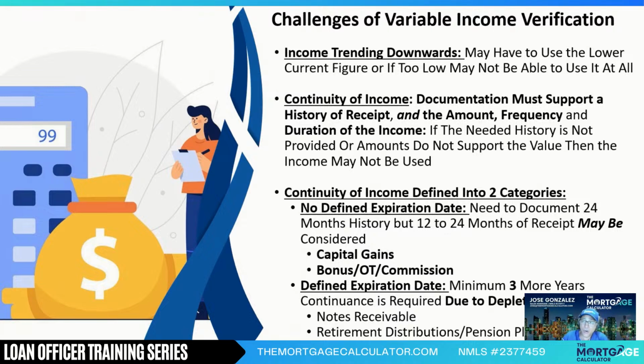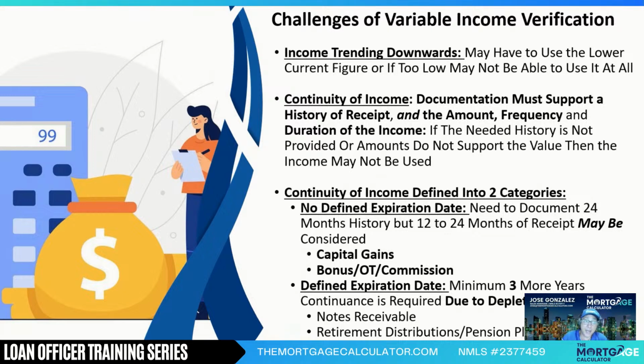And then the other category of variable income is those with a defined expiration date. Now, with no defined expiration date, you have to document the last 24 months that's already been paid. With a defined expiration date, not only do you have to document what's already been earned, but you have to be able to document that it's going to continue for a minimum of 3 more years, because maybe it's a depleting asset, for example.